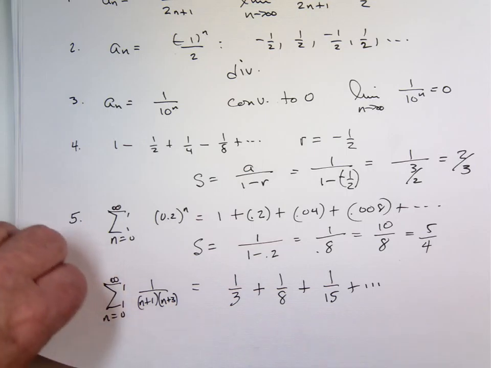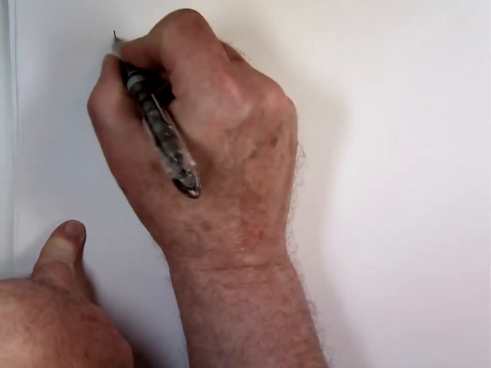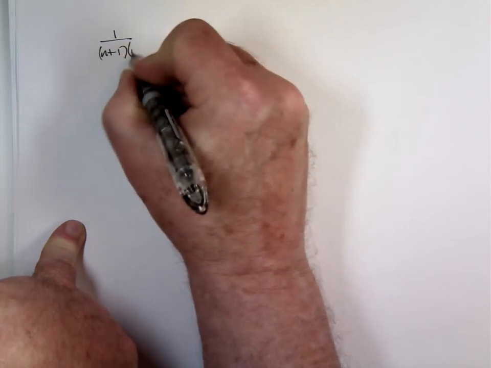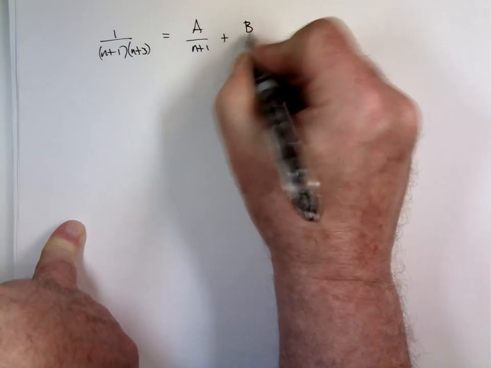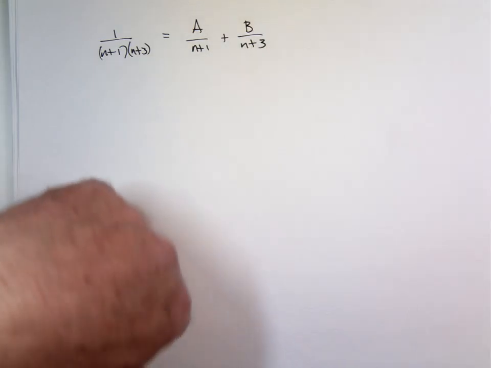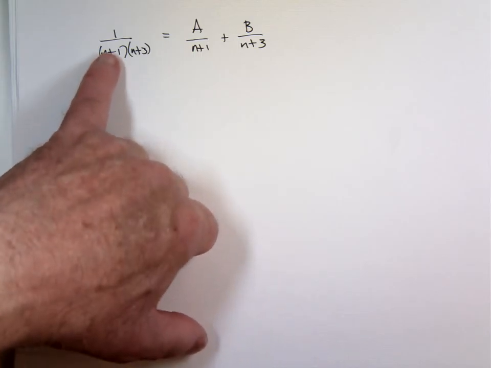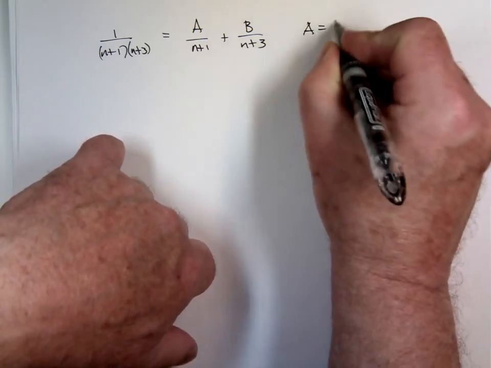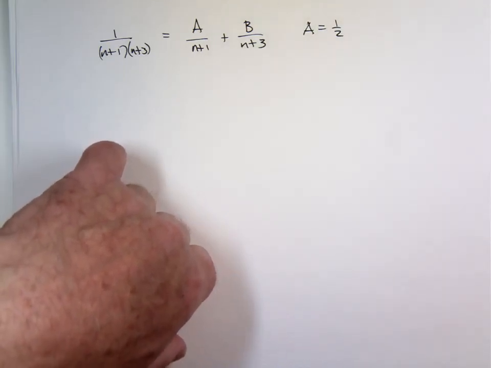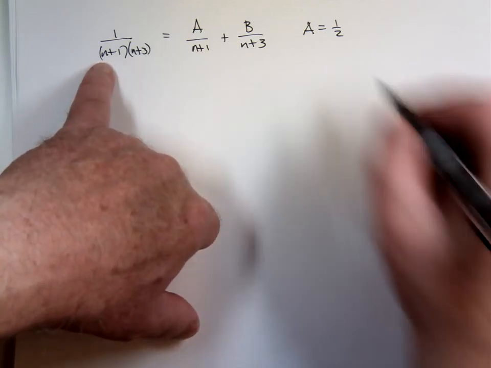What we're going to do is use partial fractions to split that expression up. So 1 over (n plus 1)(n plus 3) equals A over n plus 1 plus B over n plus 3. Let's solve for A by multiplying by n plus 1. Let n equal -1. You get -1 plus 3 is 2, so A is 1/2. Let's solve for B. Multiply by n plus 3. Let n equal -3. B is -1/2.